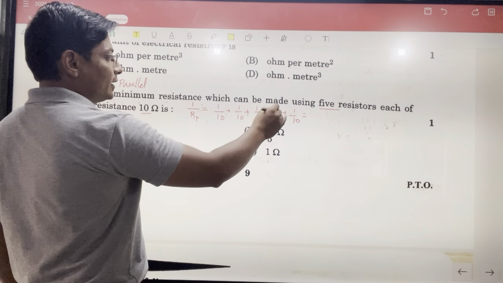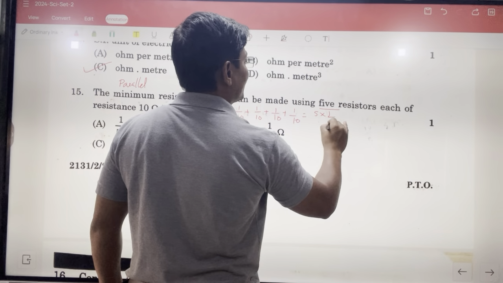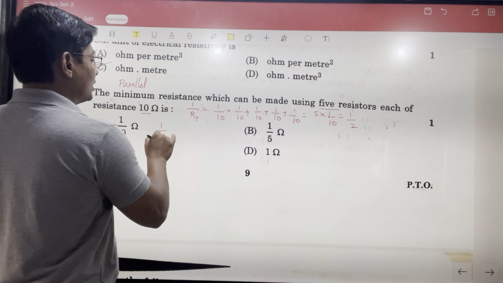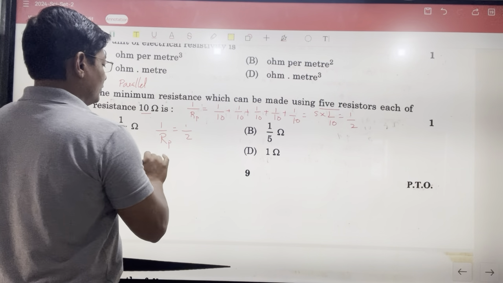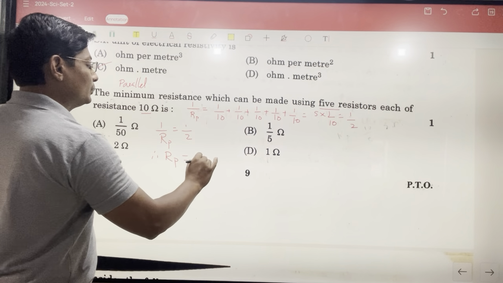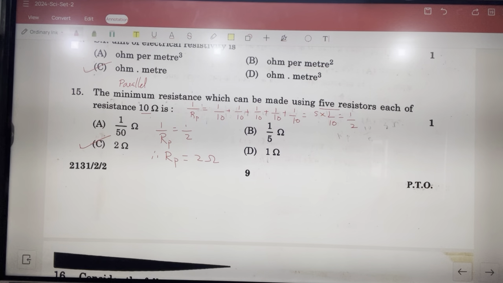Then together when you add this 5, you will get 5 times 1 upon 10, which is nothing but 1 by 2. But the left hand side is 1 upon Rp. So 1 upon Rp equals 1 upon 2. Therefore, taking the reciprocal, Rp equals 2 ohm. So you will have option C as the correct option, right?